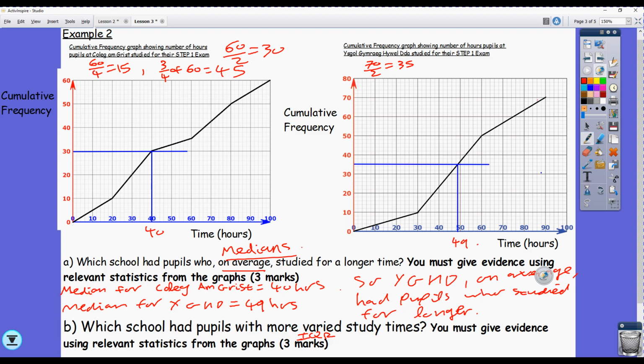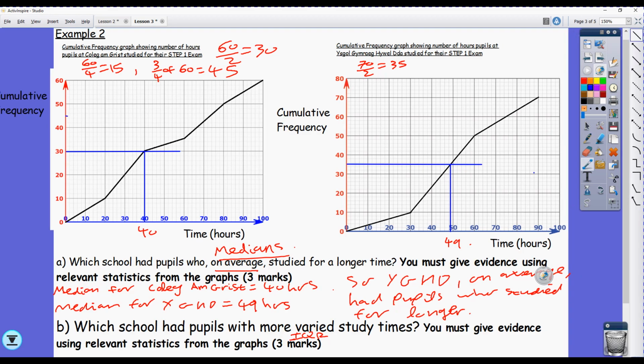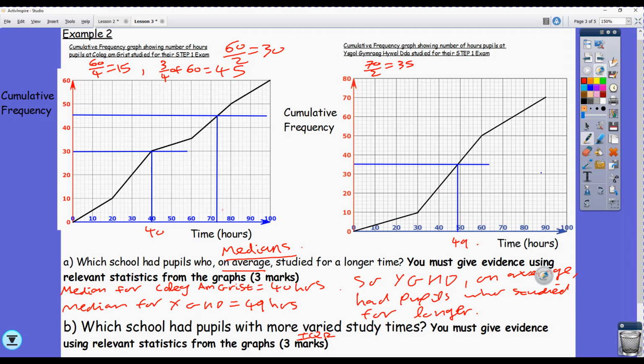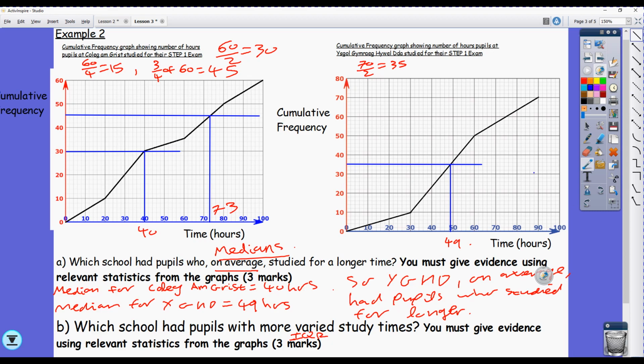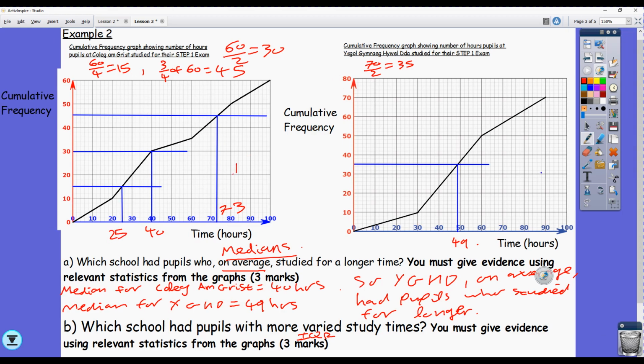So that means we go up to 45 and across. There, I can barely see that. So up to 45, and then we go down there. We're going up in twos. We got 72, 73. So I get 73 hours there for my upper quartile. And the lower quartile is 15, obviously. So 15 is going to be there. And then we go down there. So that gives us 22, 24, 25. So the IQR, interquartile range, is going to be 73 take away 25. So let's work that out. So we get 48.